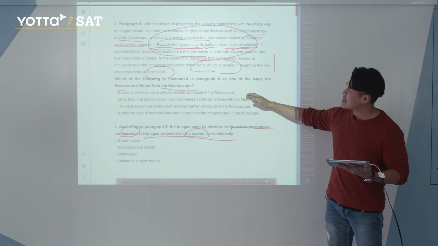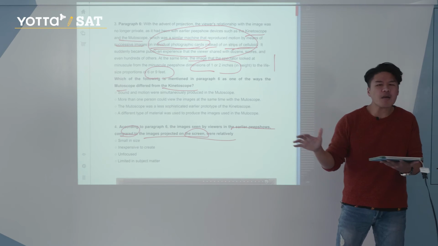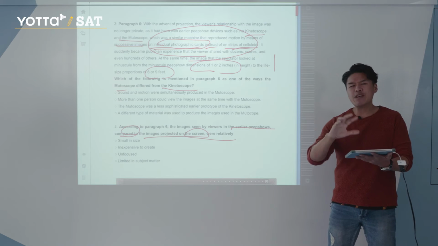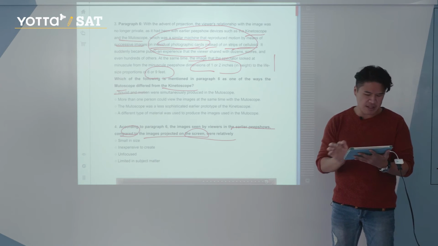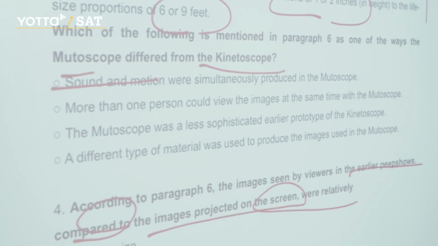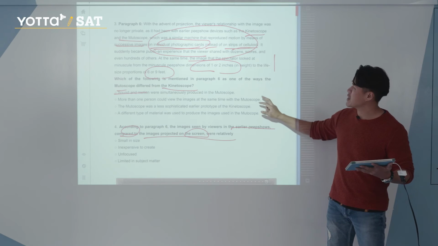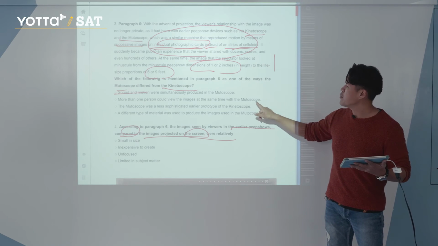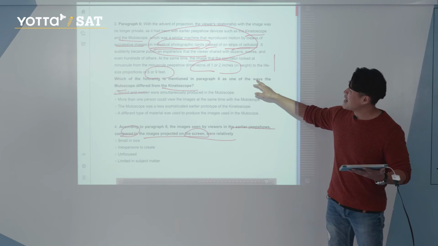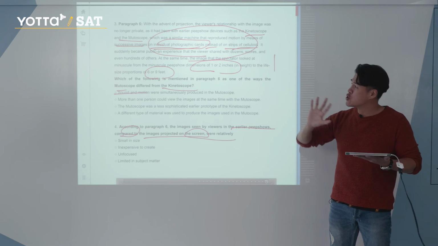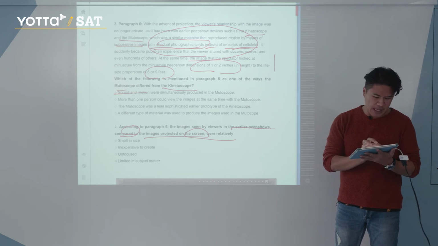Okay, so A says sound and motion. Stop. This whole paragraph does not talk about sound or motion. So don't read any further or you will get sucked into the trap. So A, cross off. B says more than one person could view the image at a time with the mutoscope. That is a trick question because it's kind of the opposite. With the mutoscope, only one person can watch the film at once. With the kinetoscope, because it's like a projector, it projects to 6 or 9 feet, so many people can watch. So B is a good trap.